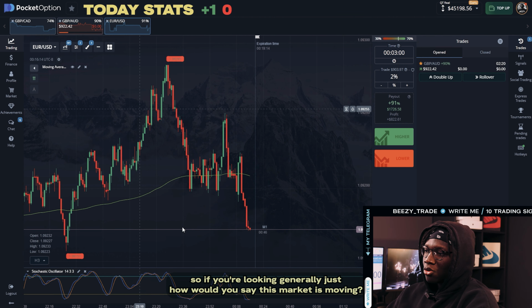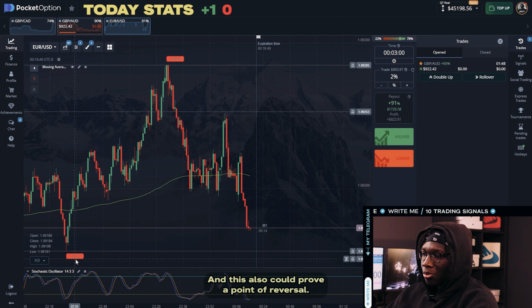So right here, what am I looking at? Strong candles. Well, let's see the market fighting back here. So I'm just going to put my recent support, and I'm going to put my resistance way up here. But at the same time, I put another marker here just because I'm looking at the last couple of points. And this also could put a point of reversal.